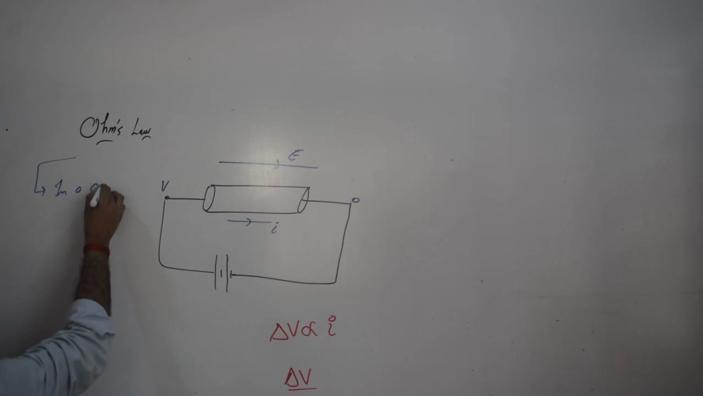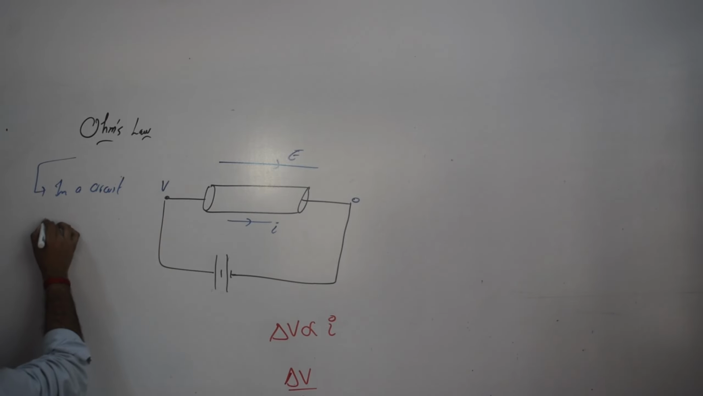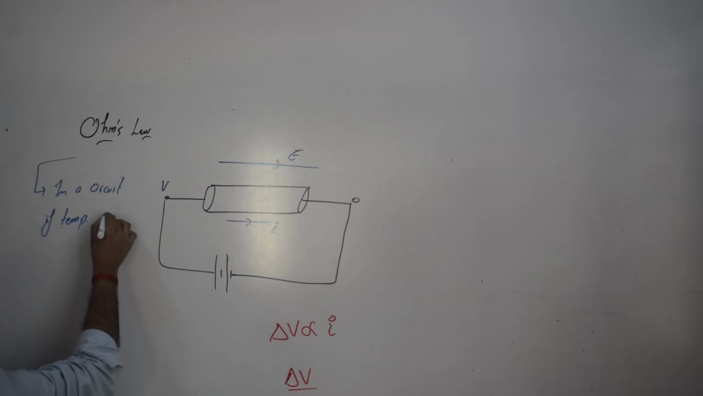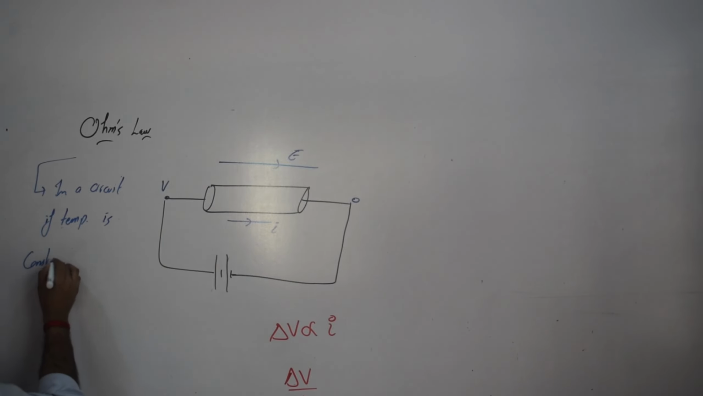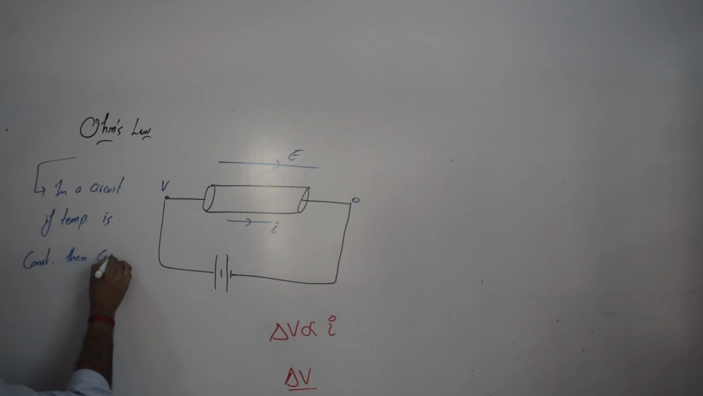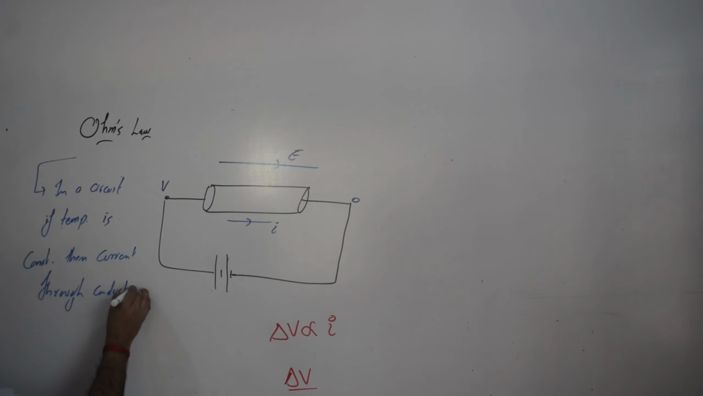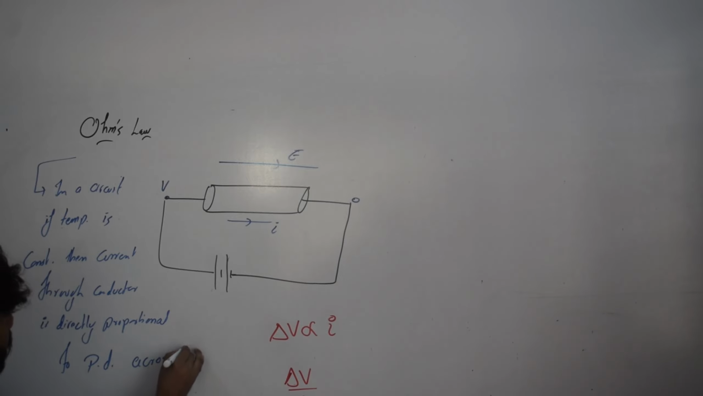That is what Ohm's law says: in a circuit, if temperature is constant, temperature also has to be constant, then current through a conductor is directly proportional to the potential difference across the conductor.